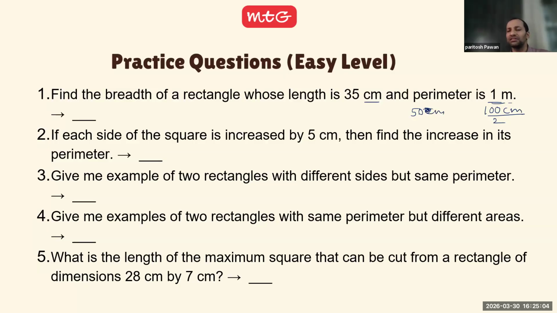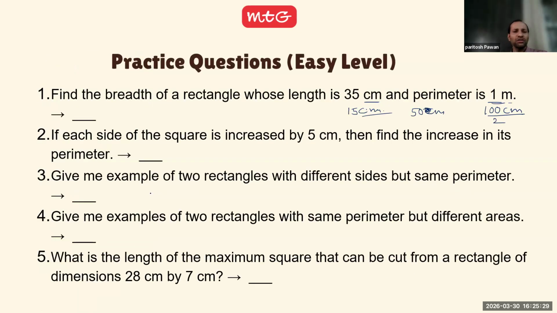So sum of length and breadth is 50 and length is 35. So subtract 35 from this. So breadth will be 15 centimeter. Just verbal calculation. Even pen, pencil is not required. Mentally you can calculate. It is 100, which we have converted, divided by 2. So 50, 50 minus 35. So it is 15. Answer will be 15 centimeter. Okay, so that is the first question.